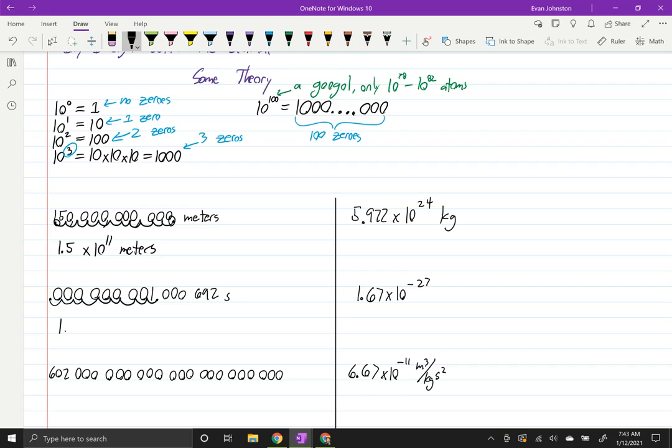So I'd write 1 point, and now we still have these here. We still kind of have these significant figures. So we'll still have this 0, 0, 0, 6, 9, 2. But now we've gotten rid of all of these zeros in the beginning that are kind of awkward to deal with. So now we'll have times 10.